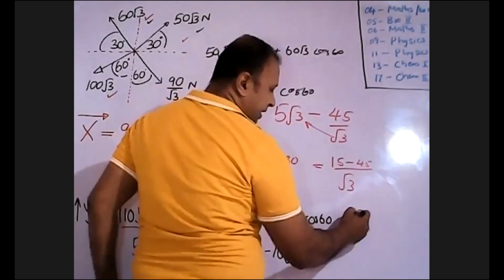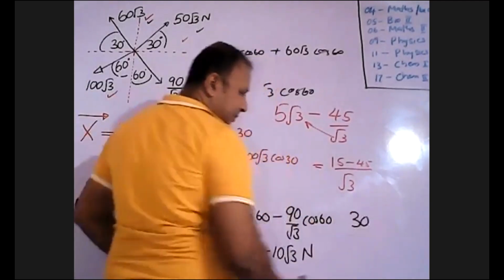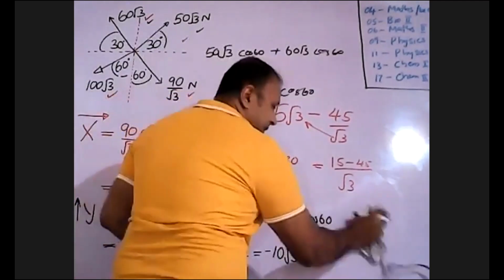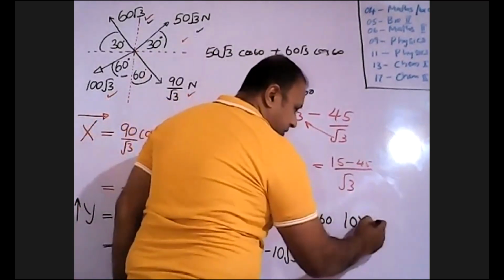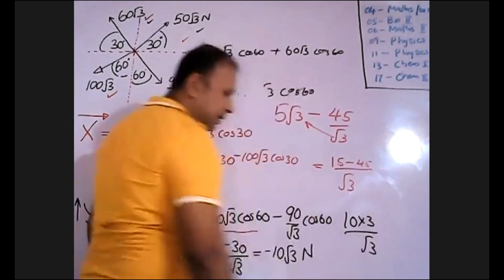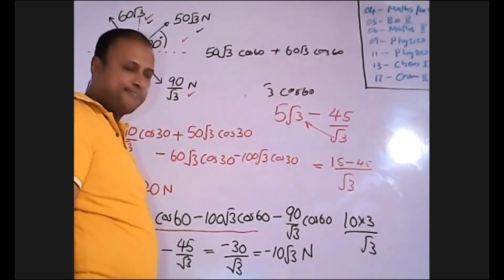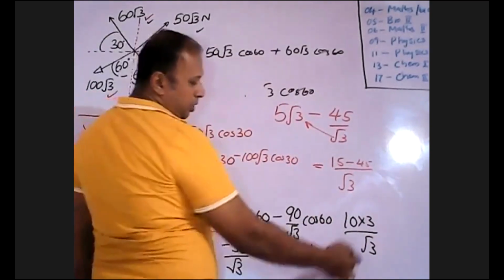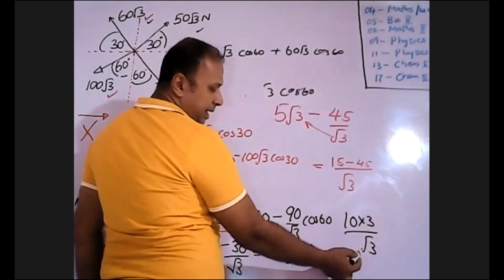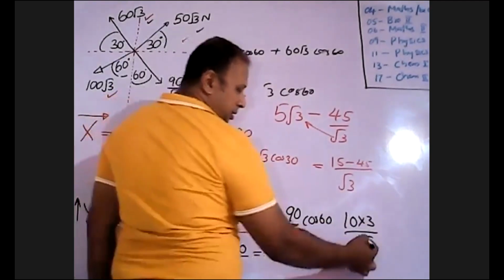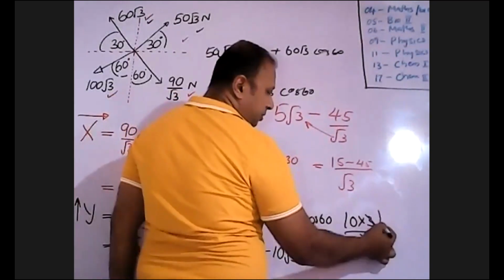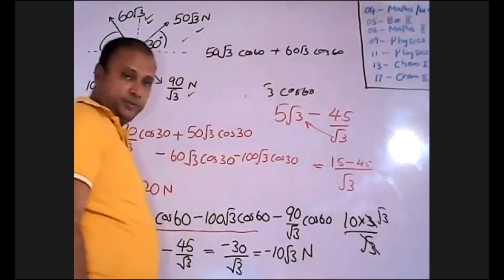Minus 30, I can write 30 as 10 into 3, so 10 into 3 over root 3. Here, 3 and root 3 can be cancelled out. If I cancel out 3 and root 3, the remaining is root 3.